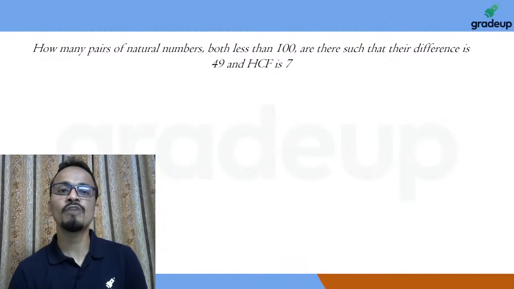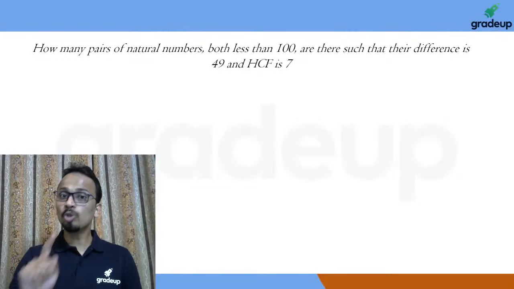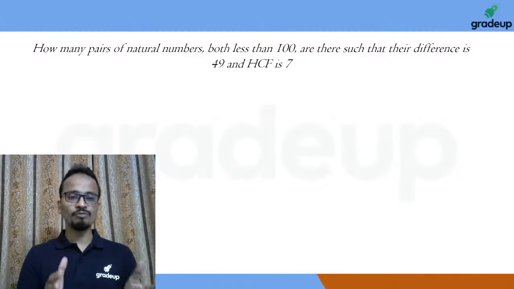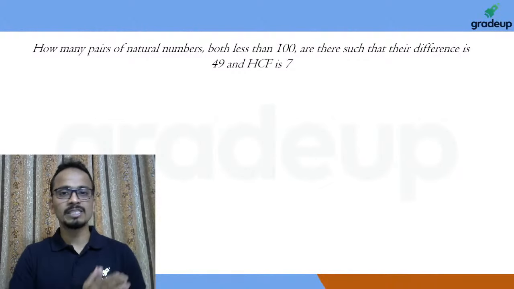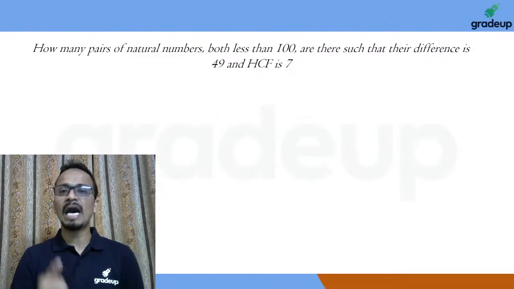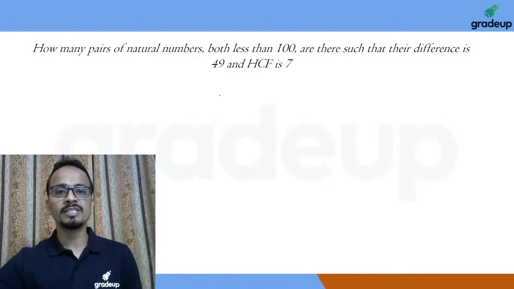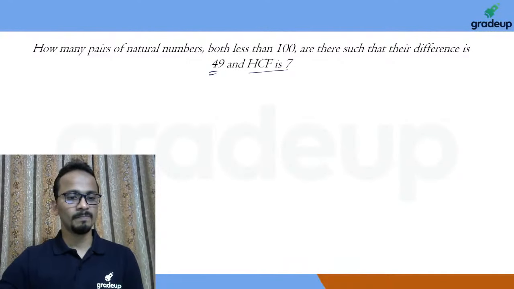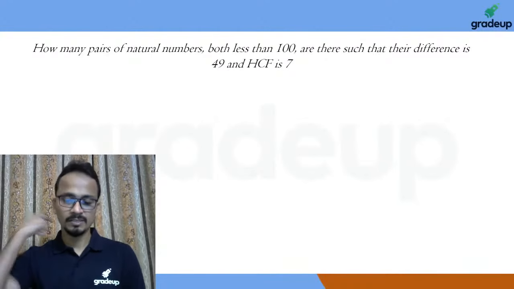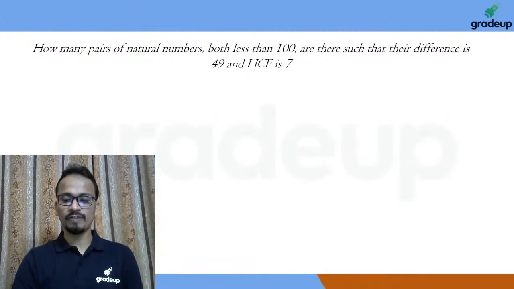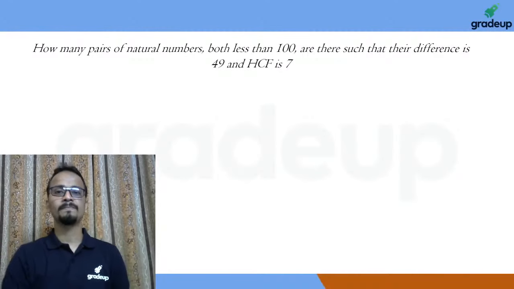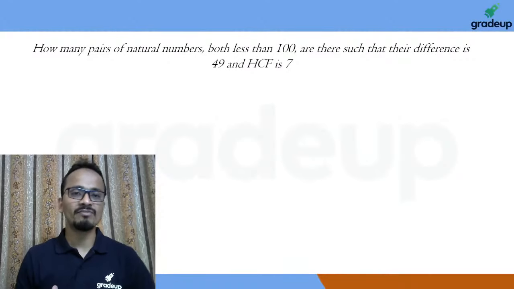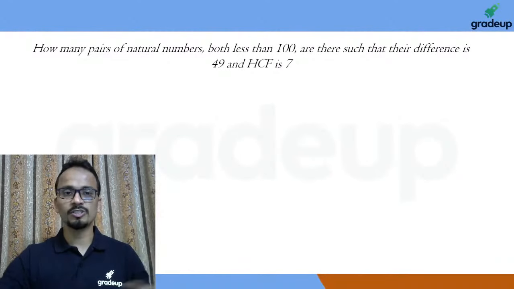So how many pairs of natural numbers, both less than 100? Now carefully, both the numbers should be less than 100. So you'll have to find out how many pairs of natural numbers, such that both the numbers are less than 100, are there, such that their difference is 49 and their highest common factor is 7. I'll give you 30 seconds to find this answer. Come on, quickly. Now you may start this question in a similar manner to the previous two questions.